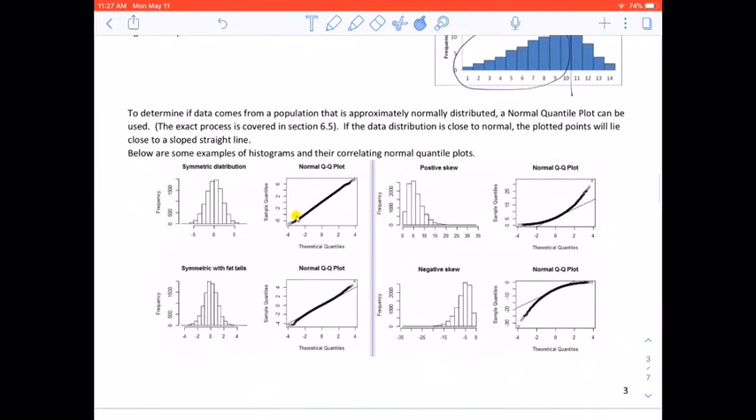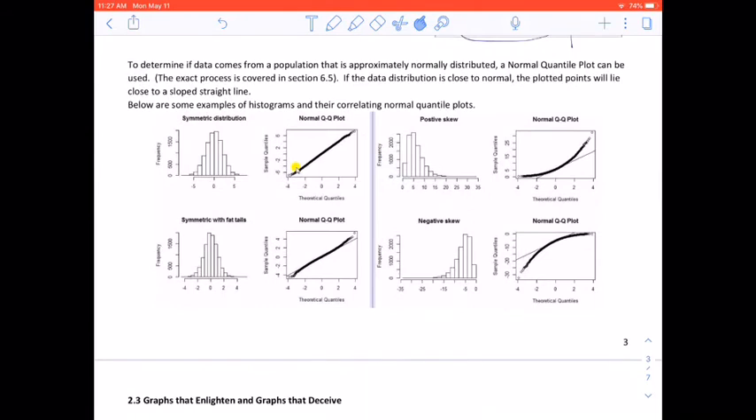So to determine if the data comes from a population that is approximately normally distributed, a normal quantile plot can be used. The exact process is covered in section 6.5. If the data distribution is close to normal, the plotted points will lie close to a straight line. Below are some examples of histograms and their corresponding normal quantile plots, so we will look at this together.